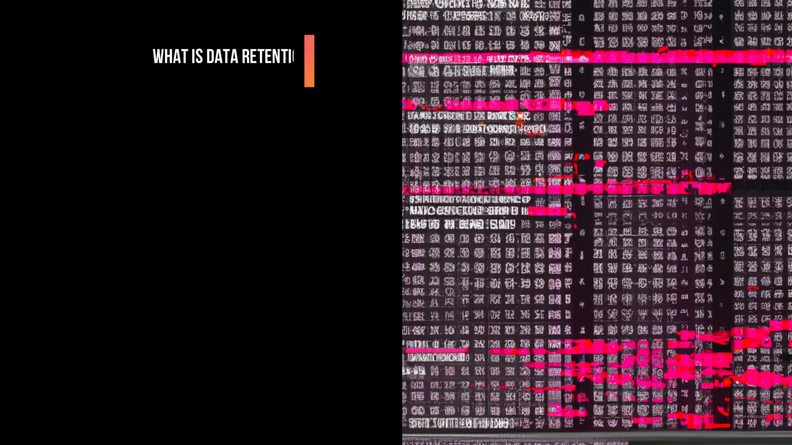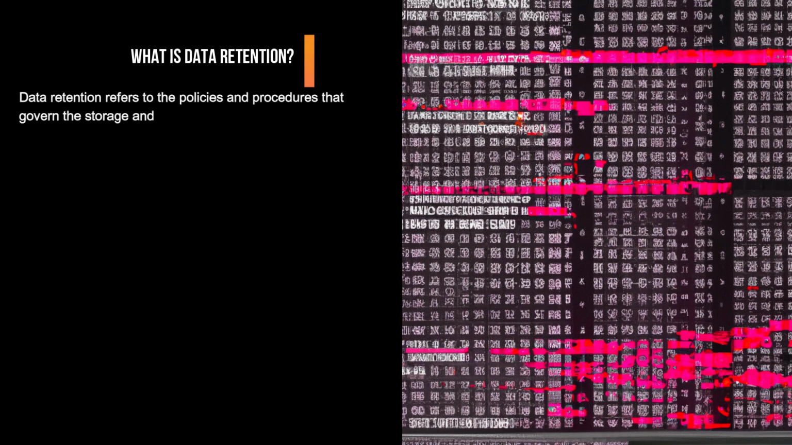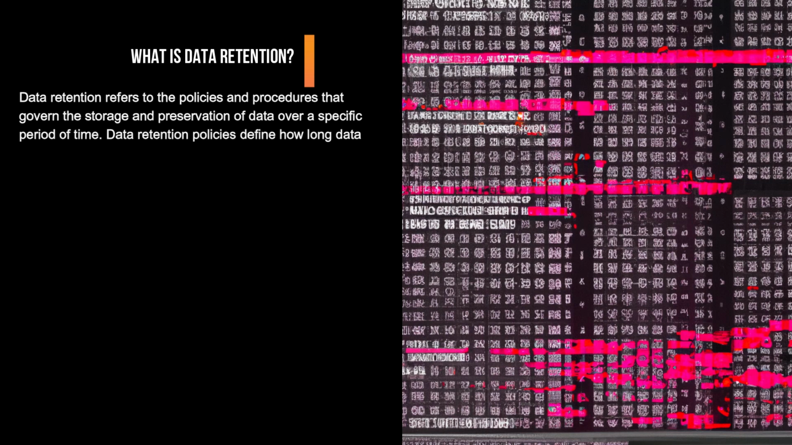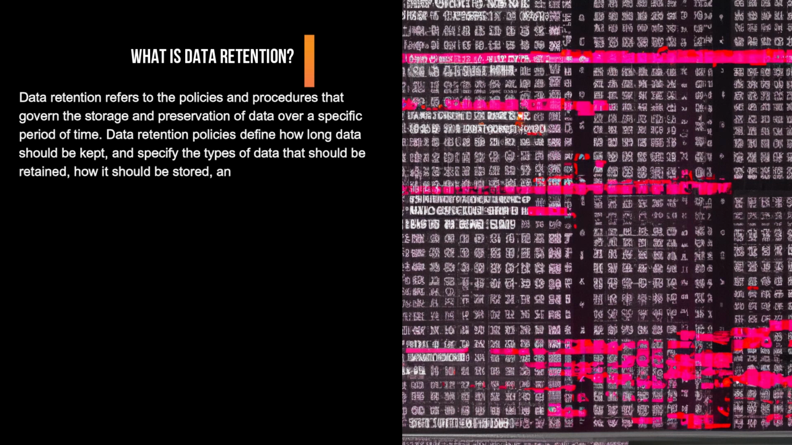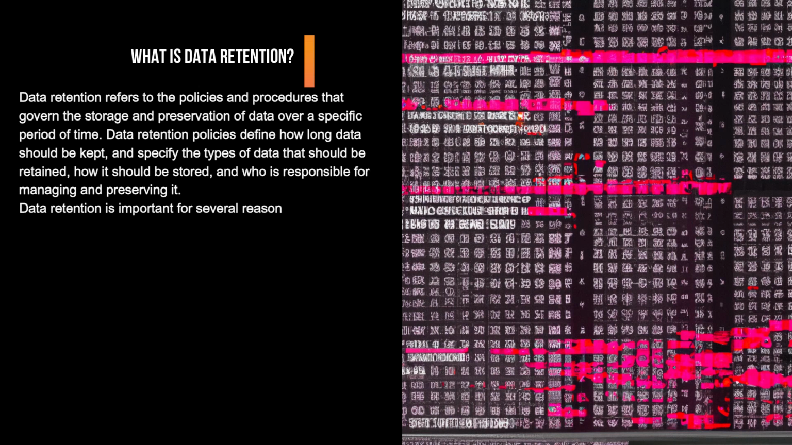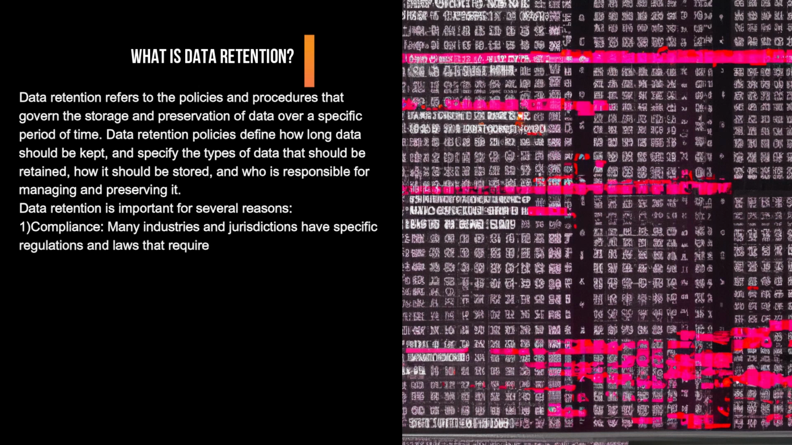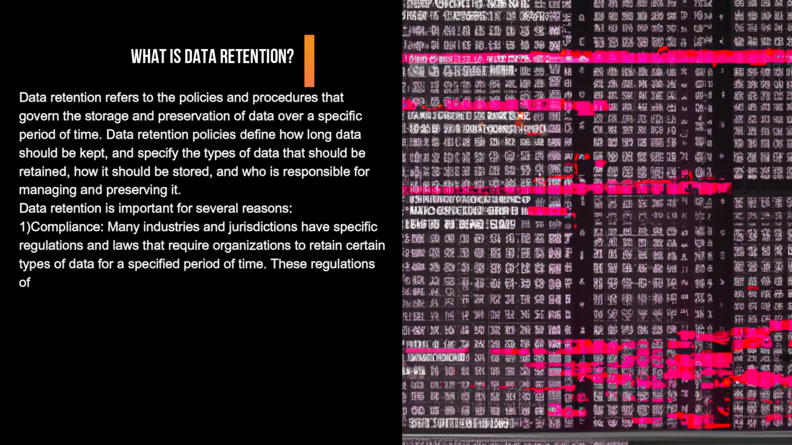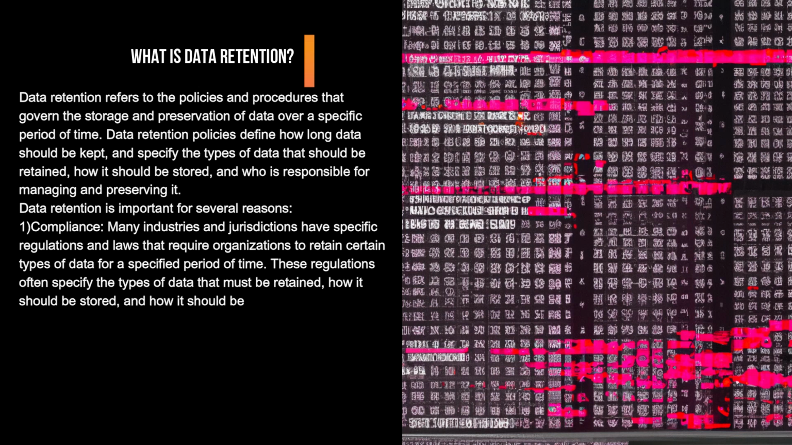What is data retention? Data retention refers to the policies and procedures that govern the storage and preservation of data over a specific period of time. Data retention policies define how long data should be kept and specify the types of data that should be retained, how it should be stored, and who is responsible for managing and preserving it. Data retention is important for several reasons. 1. Compliance. Many industries and jurisdictions have specific regulations and laws that require organizations to retain certain types of data for a specified period of time.